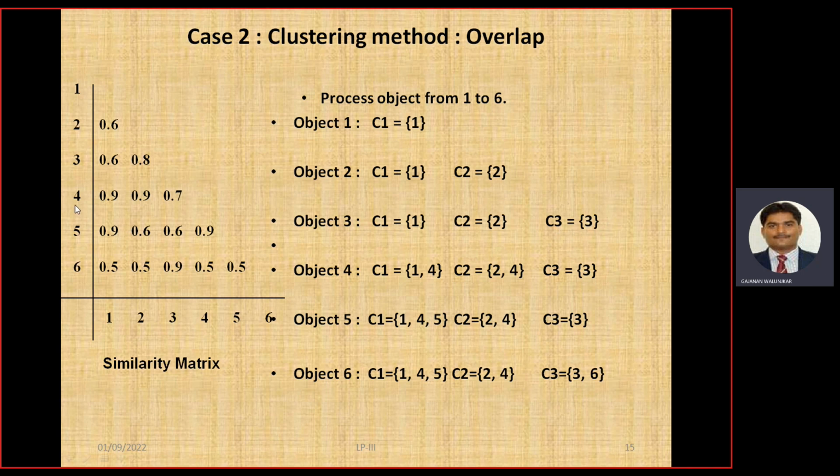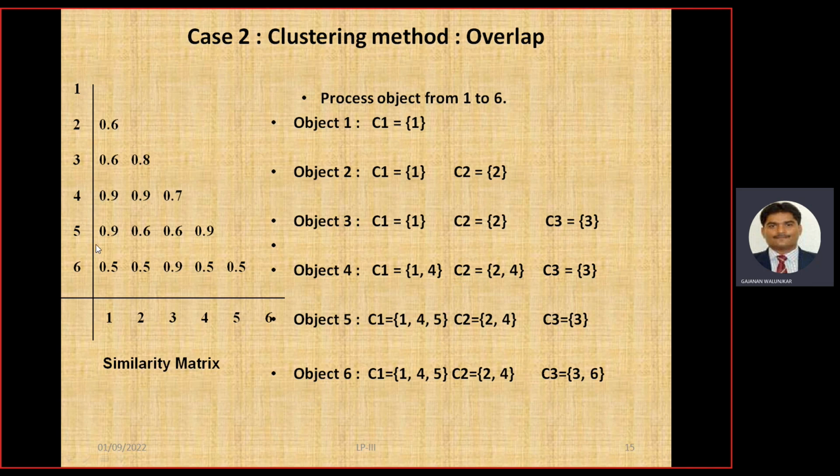Now when you process object 4, you are comparing object 4 with C1, C2, and C3. When you are comparing 4 with 1, you satisfy the threshold criteria, and 4 also satisfies the criteria with 2 because the similarity is 0.9. Here what you are doing, you are placing the 4 in cluster C1 as well as in cluster C2. This is the overlapping approach. I hope you understand this particular difference between exclusive and overlap.